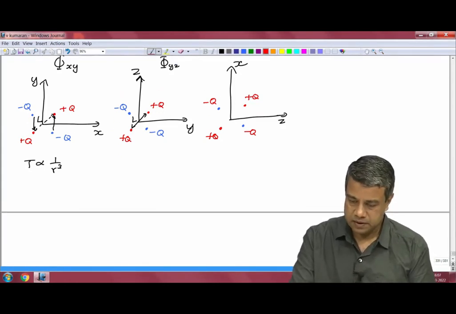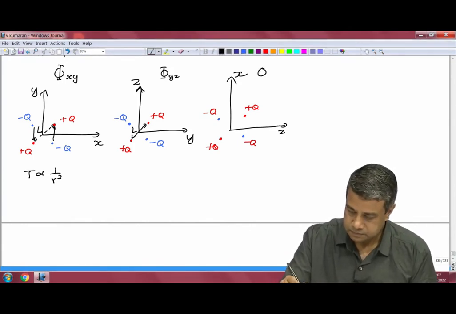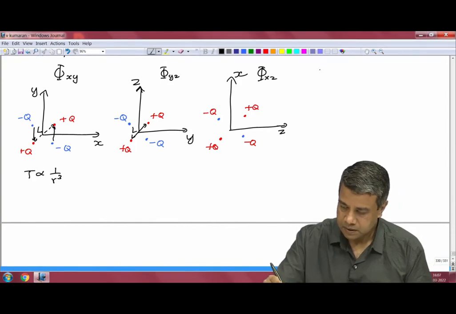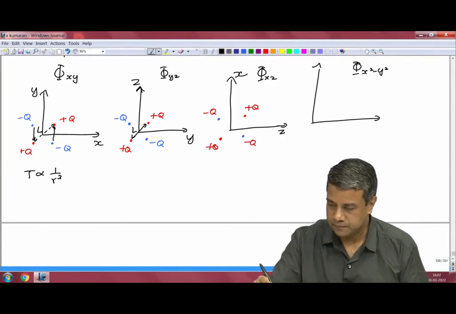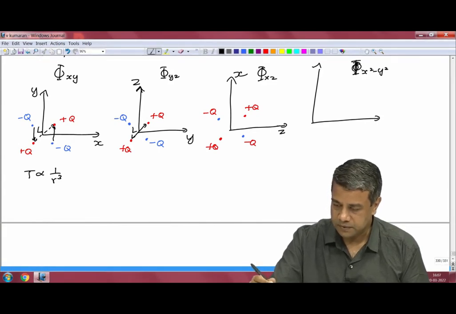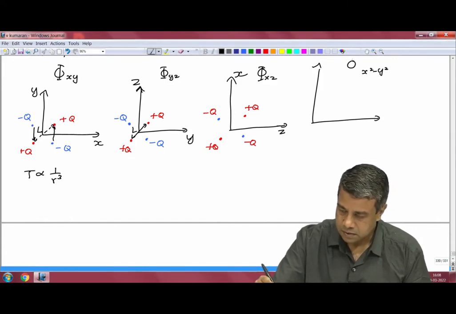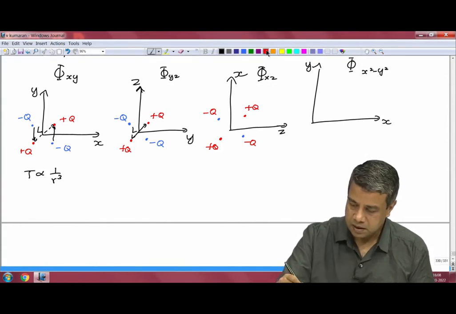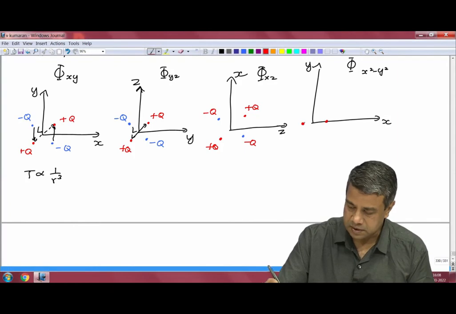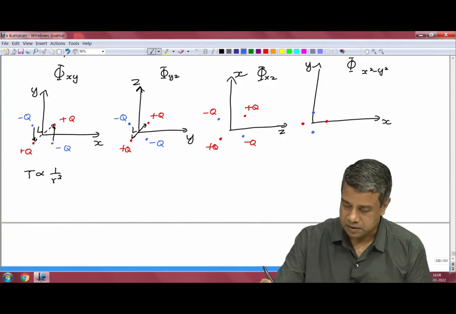There is a fourth one that goes by the name of phi x square minus y square. This is once again in the xy plane, and here the sources and sinks are now separated along the axis, and this distance is L.